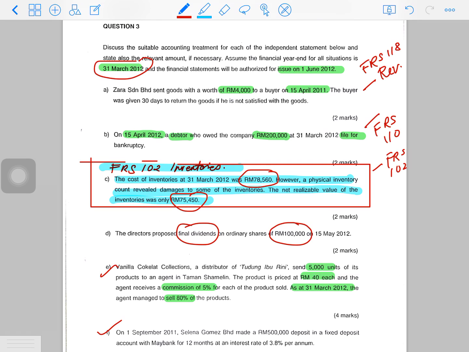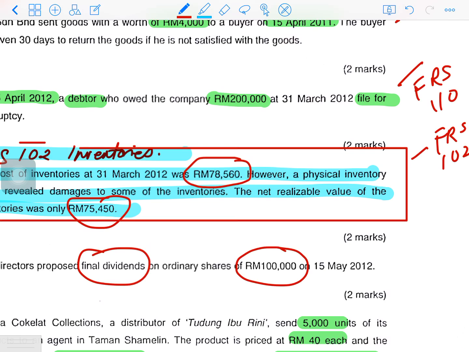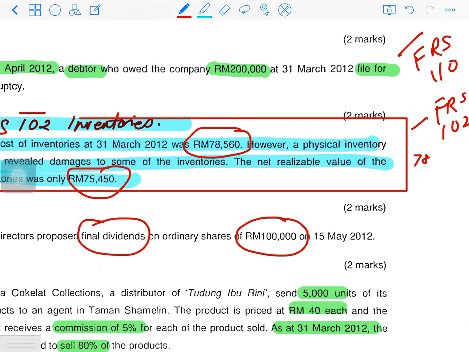Which is how much? The difference. How much do you have to write off? How much? Calculate. 78560 minus 75450. How much? 3,008, so 3,008. Plus 100. 3,110.